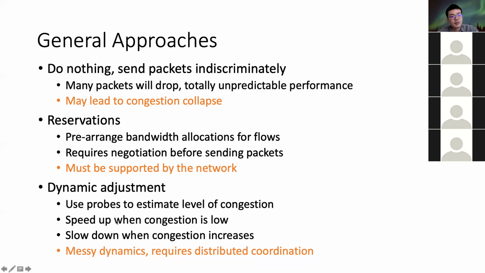And you can speed up when the estimated congestion level is low. But if you find there's a lot of congestion, you should slow down your sending speed. So this is quite messy, because of the congestion dynamics. It requires distributed coordination. And that's what TCP congestion control is doing.